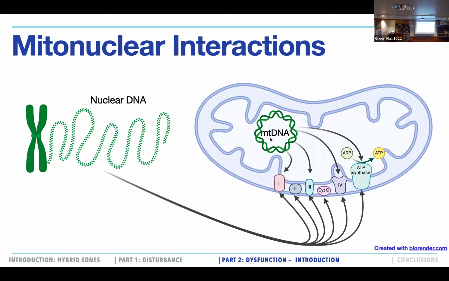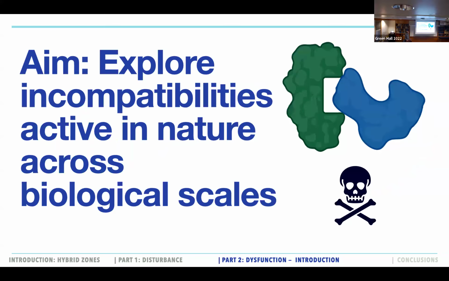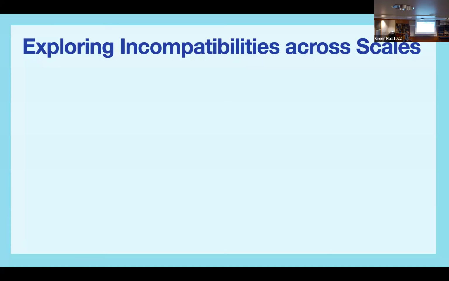And so there's all of these protein-protein interactions happening, like dozens of proteins within a single complex. If any of them fail, presumably it's possible your mitochondria don't work. If your mitochondria don't work, you don't have ATP, you are dead. And so there's a strong fitness pressure here to maintain these interactions that could be disrupted in hybrids. And so the aim of this part of the thesis was to explore mitochondrial or mitonuclear incompatibilities active in these Xiphophorus-Birchmani hybrids across as many biological scales as possible.